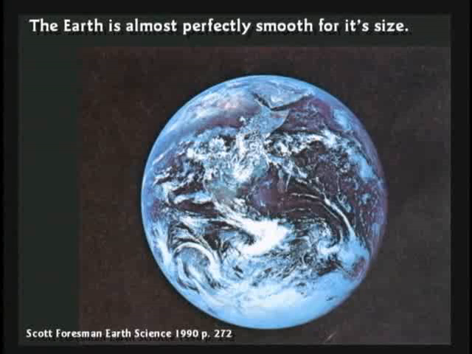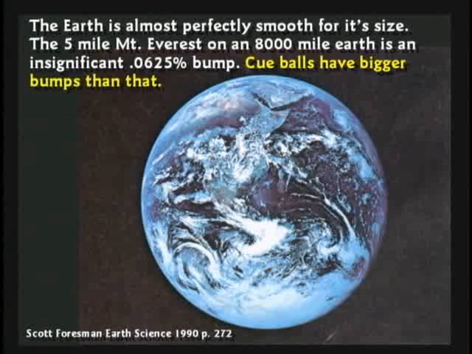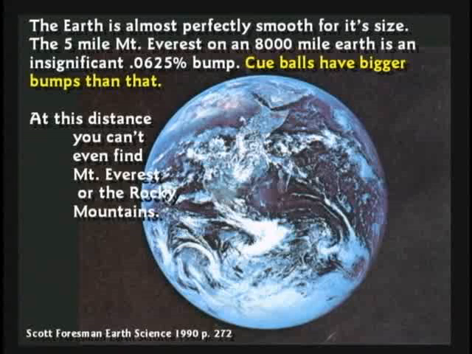The earth today is almost perfectly smooth for its size. The biggest mountain we know of is Mount Everest, 5 miles tall. Well, on an 8,000-mile Earth, that's 0.0625%. Cue balls have bumps bigger than that. If you shrank the Earth down to the size of a cue ball, it would be smoother and rounder than the cue ball. Even though Earth has these giant mountains, they're insignificant compared to the size of the Earth. At this distance, you can't even find Mount Everest or the Rocky Mountains.